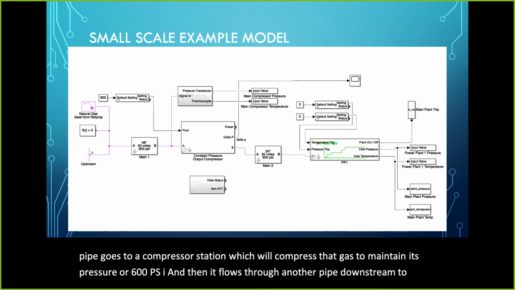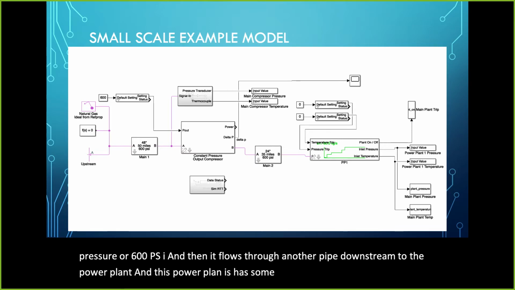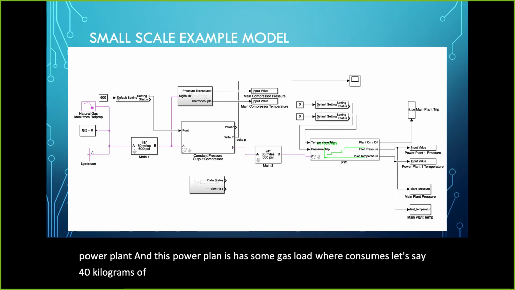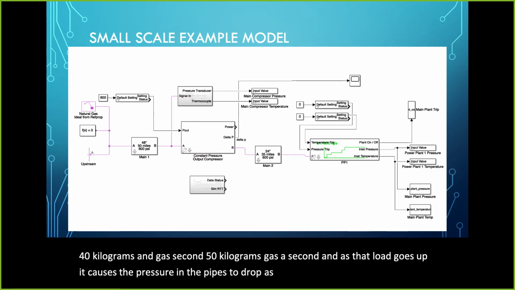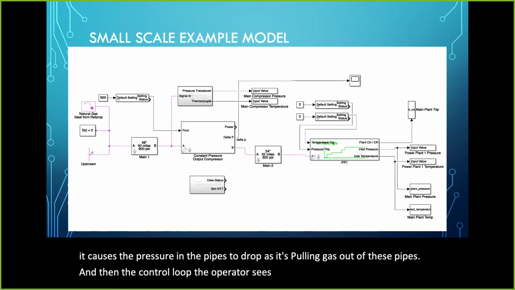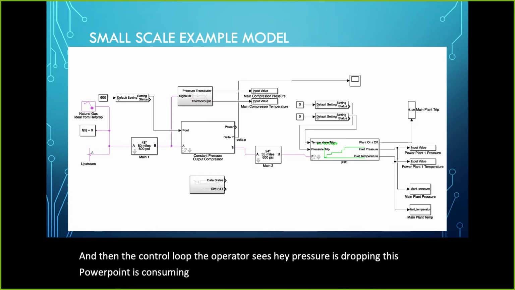And this power plant has some gas load where it consumes, let's say, 50 kilograms of gas a second. As that load goes up, it causes the pressure in the pipes to drop as it's pulling gas out of these pipes. Then the control loop, the operator sees, hey, pressure's dropping, this power plant's consuming more gas, I need to compress more gas, push more gas down the line, essentially.